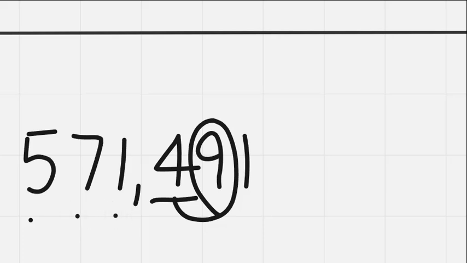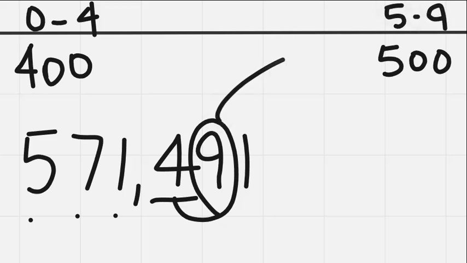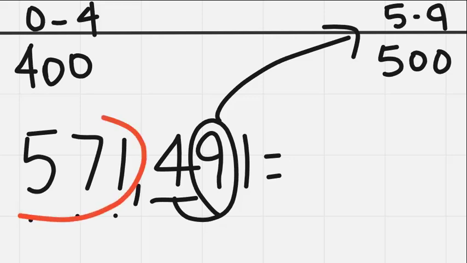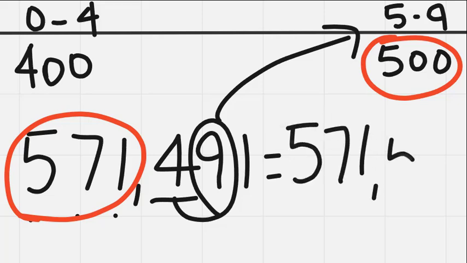Which two hundreds is 491 between? It is between 400 and 500. 0 to 4 tells us to round down. 5 to 9 tells us to round up. The 9 tells 491 to round up to 500. So when we write our answer, we will write 571,500 because the 9 tells the 4 to round up. Be sure to check your work.